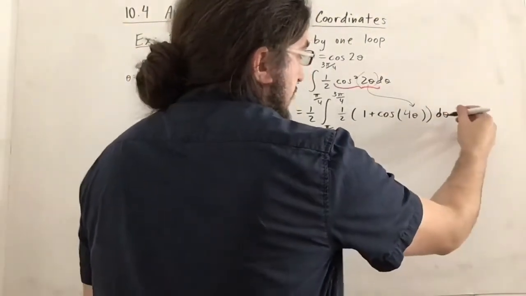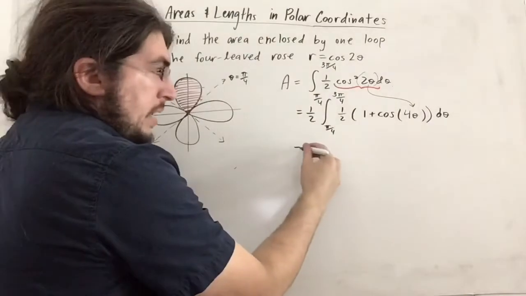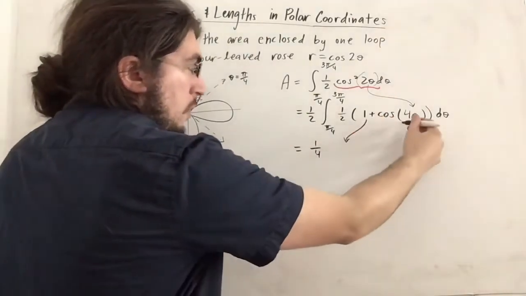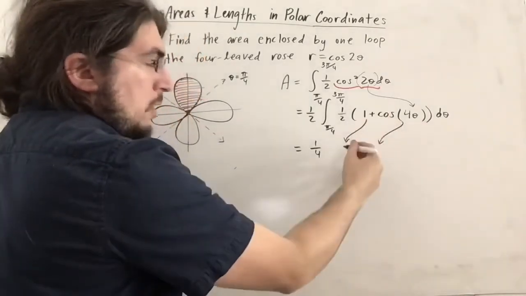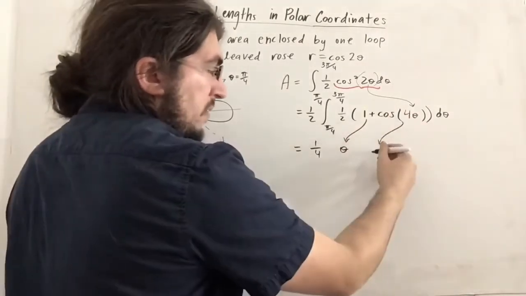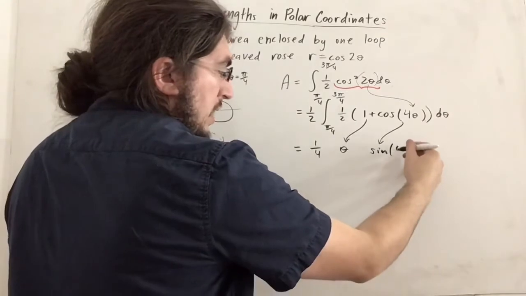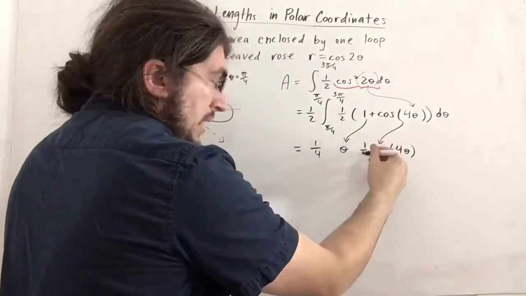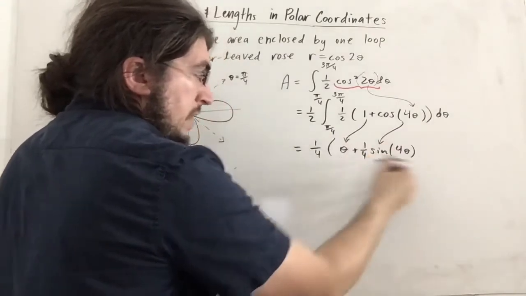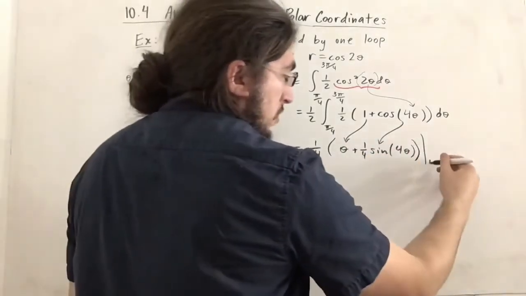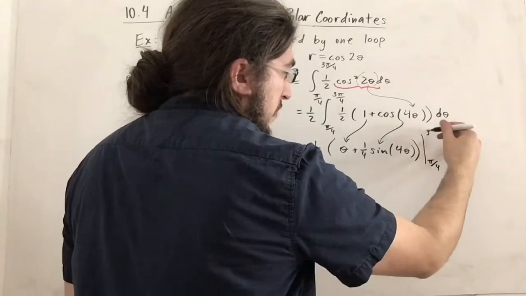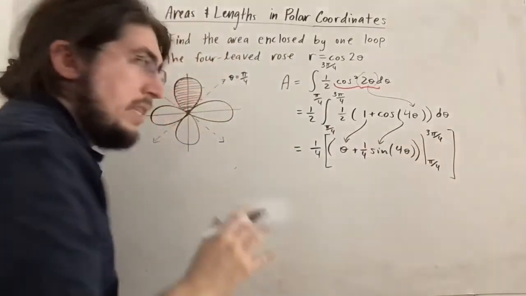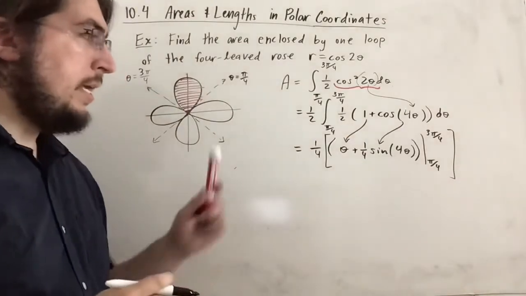And then d theta. Now pulling this 1/2 out again and joining it with this 1/2 gives you 1/4. And then if you actually antiderive these, the antiderivative of 1 is theta, and the antiderivative of cosine is positive sine. Since it's a 4 theta, we have to divide by 4 with that term, by the chain rule, and then evaluate this between the bounds of the integral, pi over 4 and 3 pi over 4, and then afterwards multiply by the 1/4 on the outside. Okay, so let's see what happens.